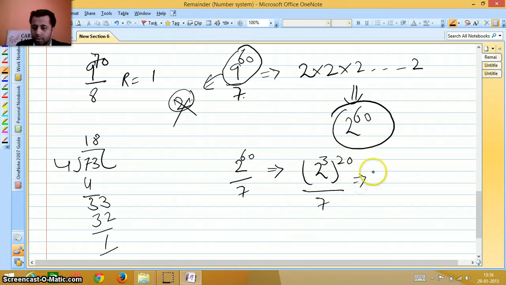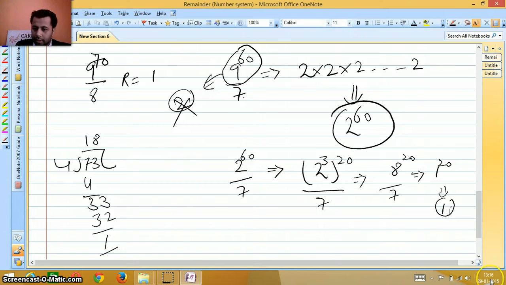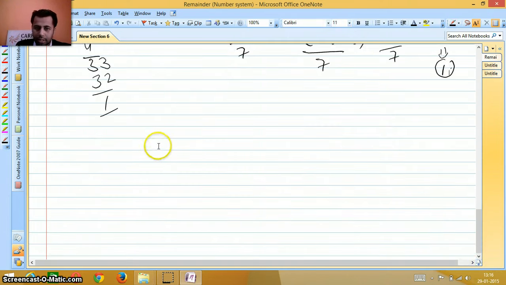What is 2 cube? 2 cube is 8. 8 raised to power 20 divided by 7. Now I hope you can find out the remainder. You get 1 with 8 every time you divide 8 by 7. So it is 1 raised to power 20, which finally generates remainder 1. I hope you are clear with this.